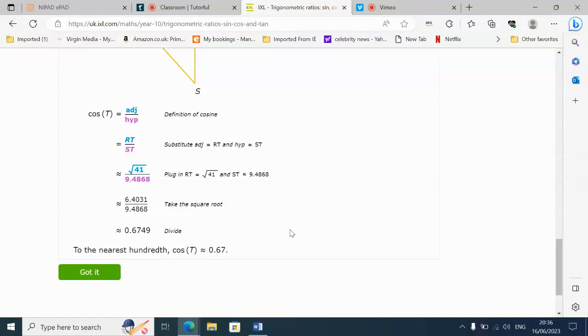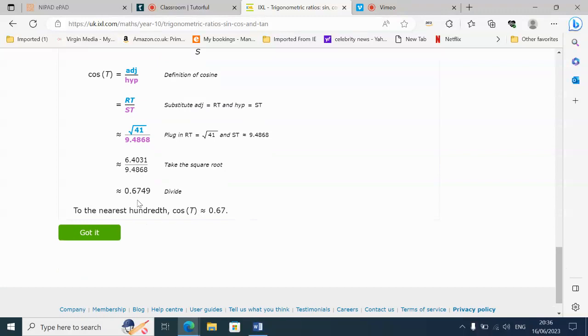Okay, and they divided them. What did they divide them by? They divided the numbers. Oh, okay, I see. Do you want to do that quickly on your calculator? Yeah. So 6.4031 divided by 9.4868. So that's 0.6749. And what did they do then?